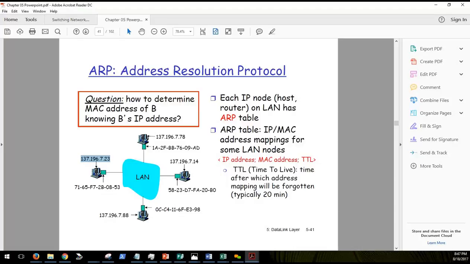We said the other day that all of the hosts in a network, or all the nodes in a network, are going to have the same network ID. The network has the same network ID.